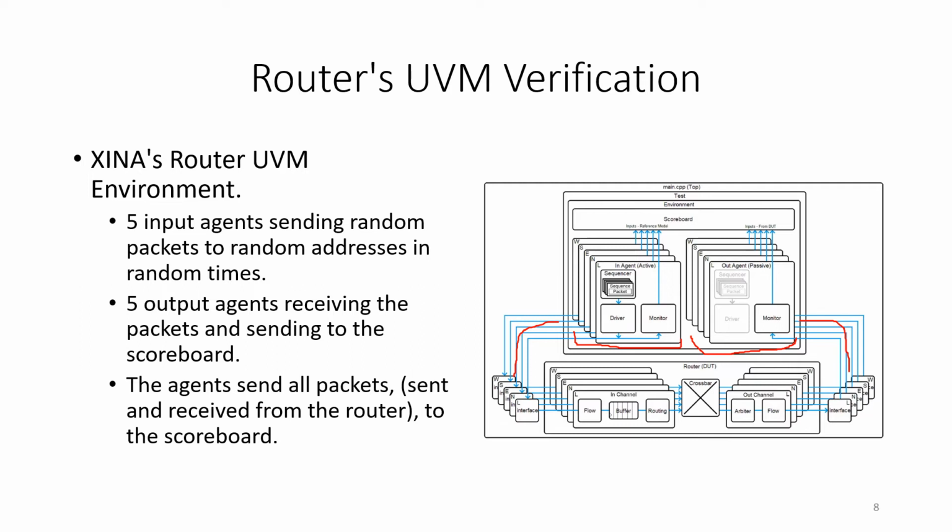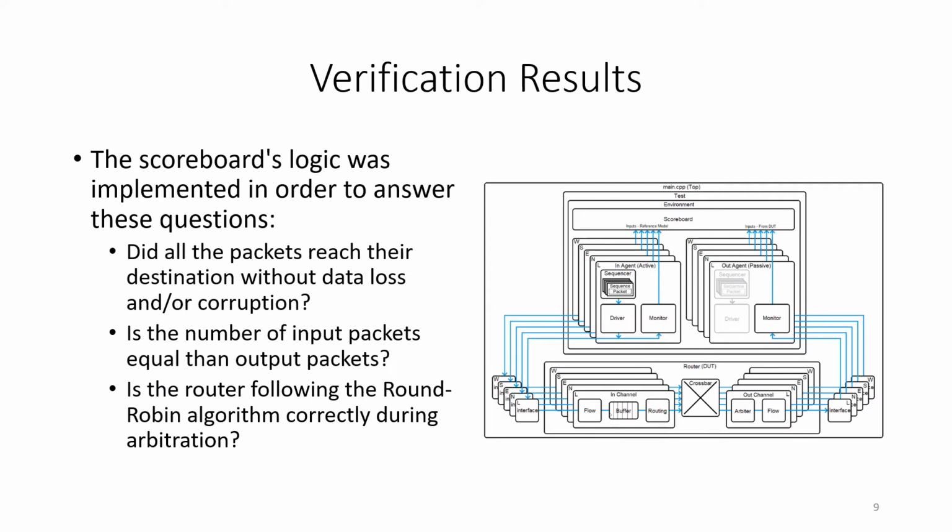And the output agents will receive packets and send them to the scoreboard. The agents will send all packets, both sent and received, from the router to the scoreboard, and the scoreboard will be responsible for doing the comparison between the packets that were sent and the packets that were received. The scoreboard is the most important part of the verification environment.